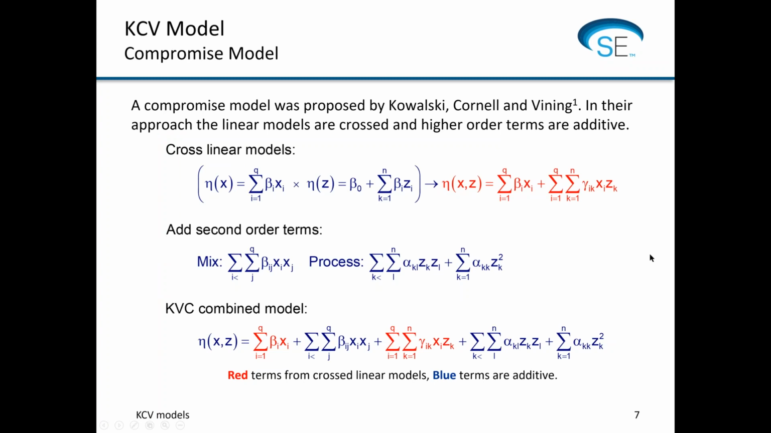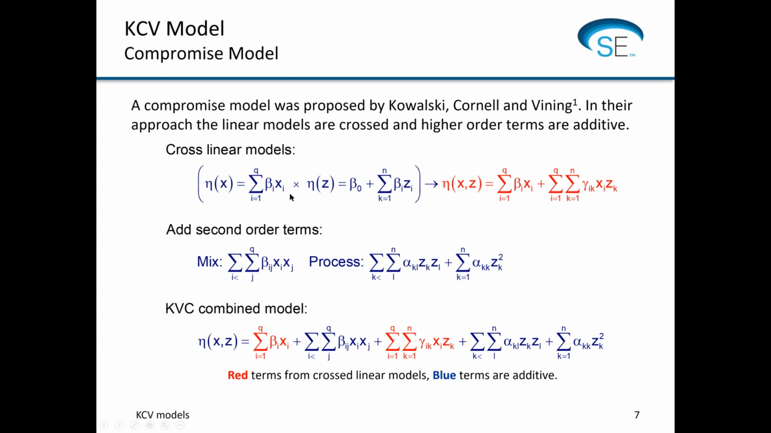So as a compromise, it was proposed by Scott as part of his thesis to have some of both. Okay, so Scott and Geoff worked on this and then presented it and collaborated with John Cornell to finish it up. And in their approach, the linear models were crossed. So you take the linear part of whatever model you're doing and cross it, and then the higher order terms are added. So again, if we do the quadratic, here's the cross linear model.